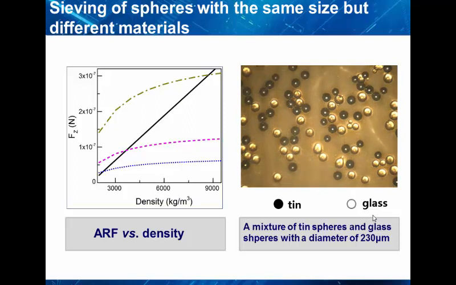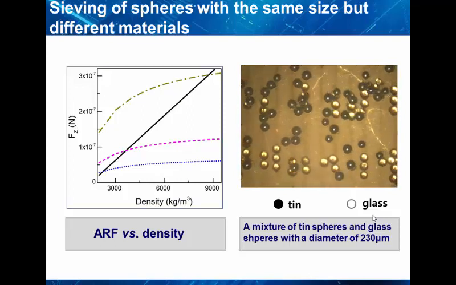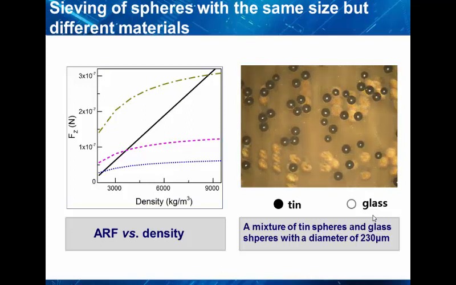We also realized the sieving of spheres with the same size but different materials. At a certain acoustic power, only glass spheres were trapped on the surface of the plate, and all the tin spheres were left on the surface of the fetter.